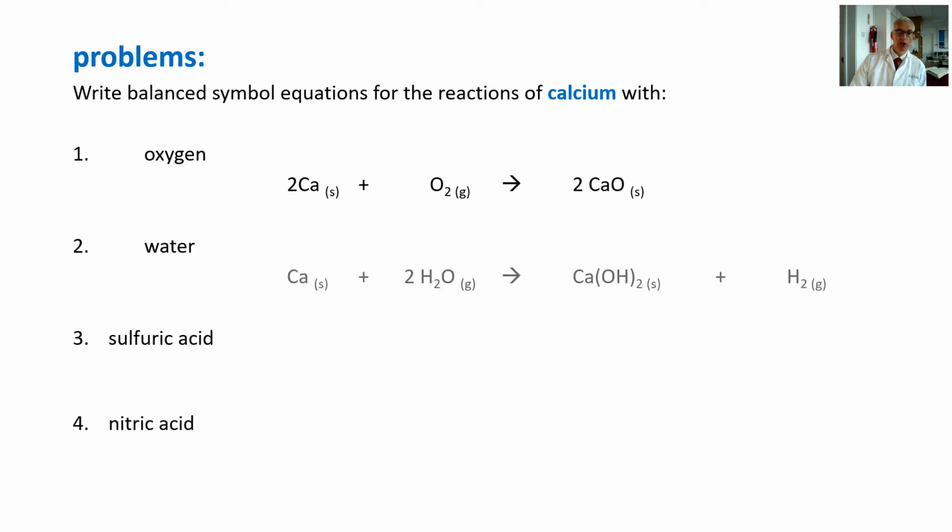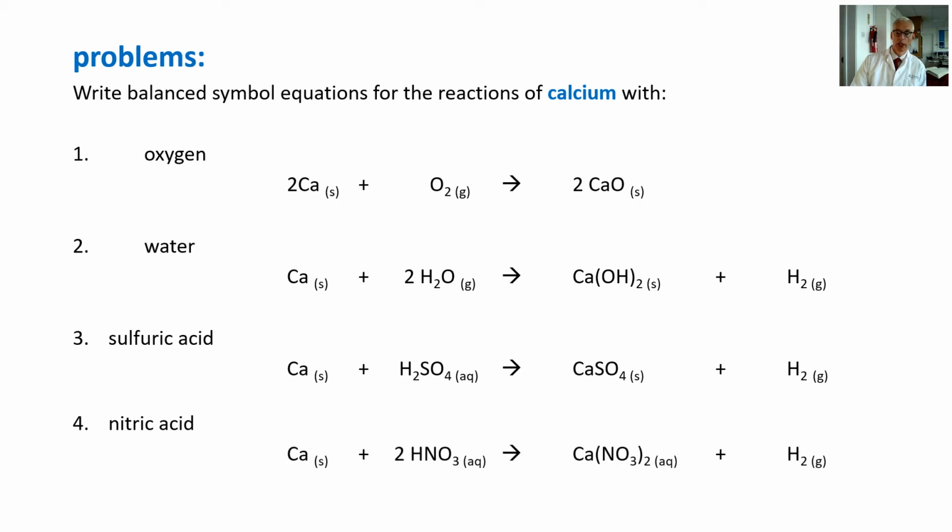With water, calcium, we get our hydroxide and hydrogen gas. With sulfuric acid, we get calcium sulfate and hydrogen gas. And with nitric acid, we get calcium nitrate and hydrogen gas.